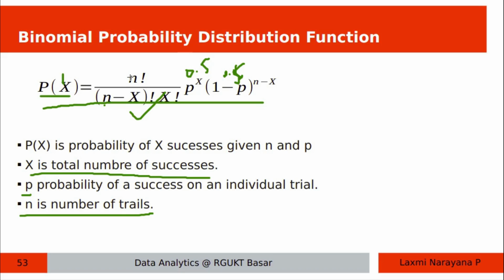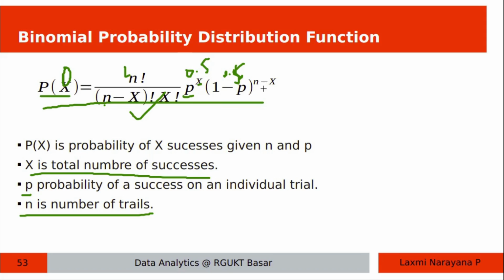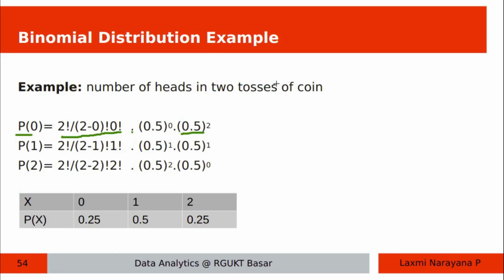Here n is 2, so the experiment is repeated 2 times: 2 factorial by (n minus x) factorial. Here x is 0, getting 0 heads, so (2 minus 0) factorial into 0 factorial, into p power x. P is the probability of getting a head and x is getting 0 heads, so 0.5 power 0, into the probability of getting a tail, 0.5 power n minus 0, that is 2.